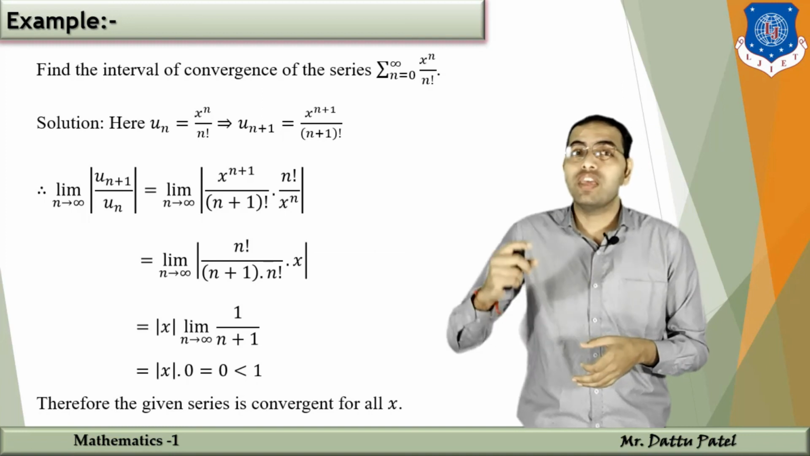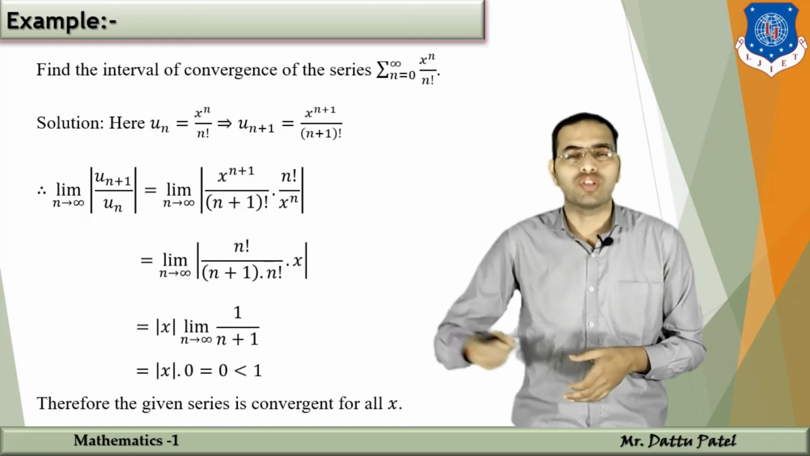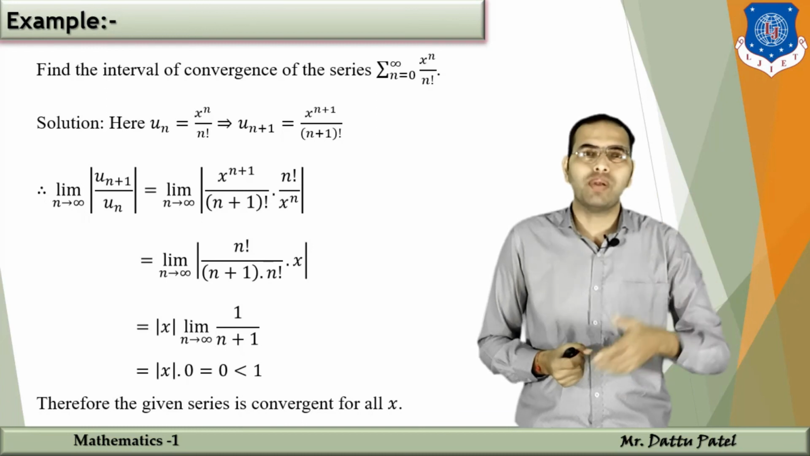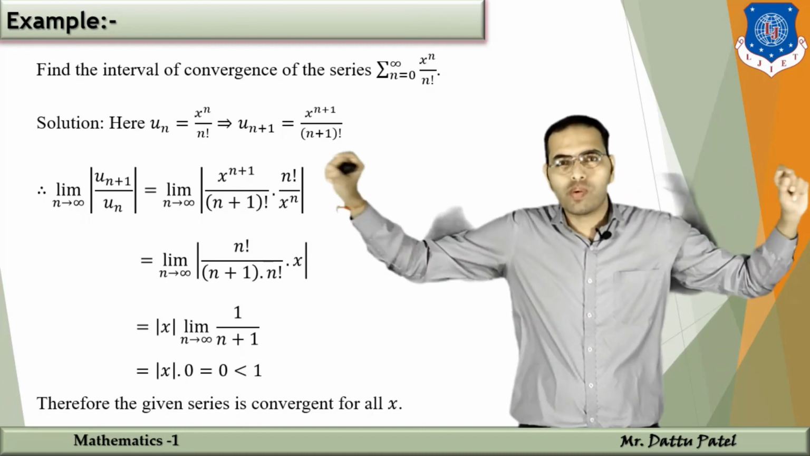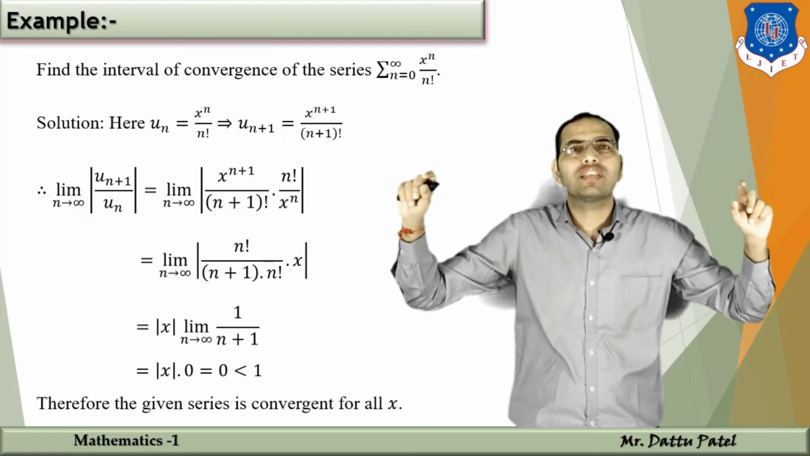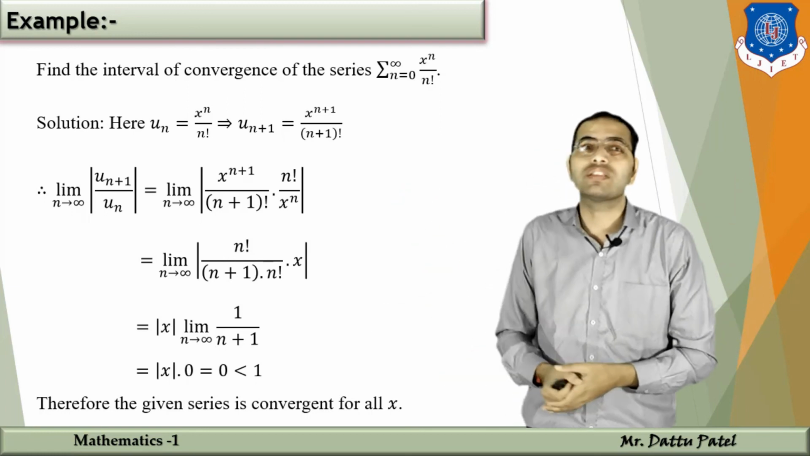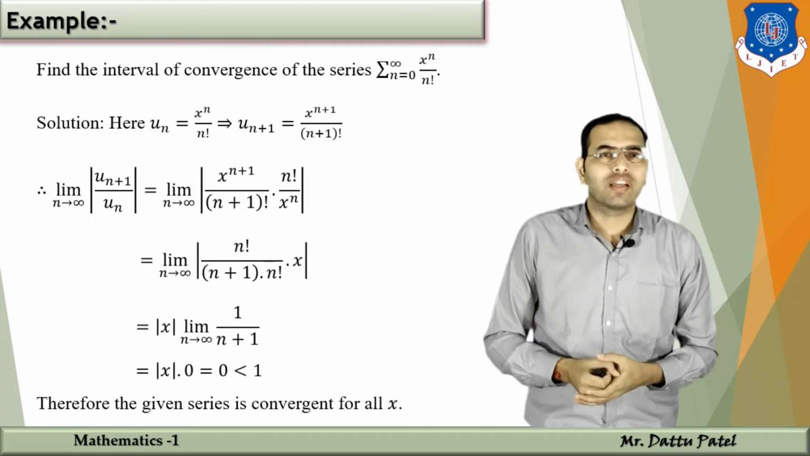Then we have the three conditions of the ROC. Here the first condition is applicable: for all values of x the given series is convergent, and the radius of convergence is infinity. Clear?